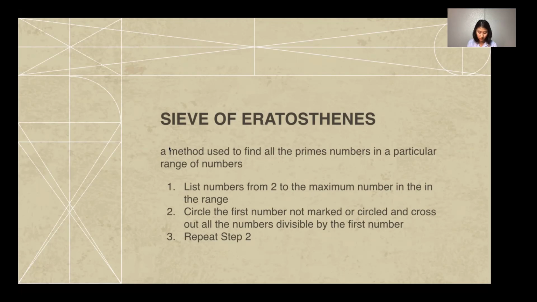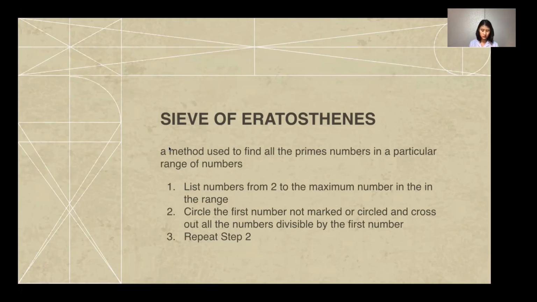All right, now we're going to look at the sieve of Eratosthenes. It's a method used to find all the prime numbers in a particular range of numbers. This is basically similar to prime factorization, but it just helps us identify what the primes are. So the first step is to list numbers from 2 to the maximum number in the range that we want to set.